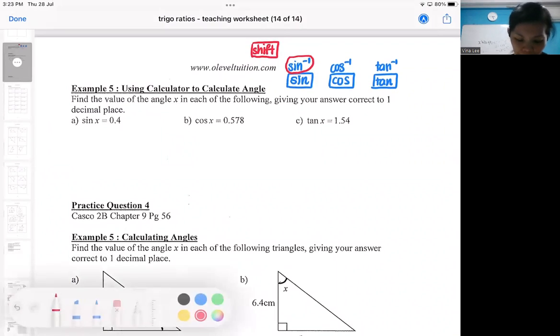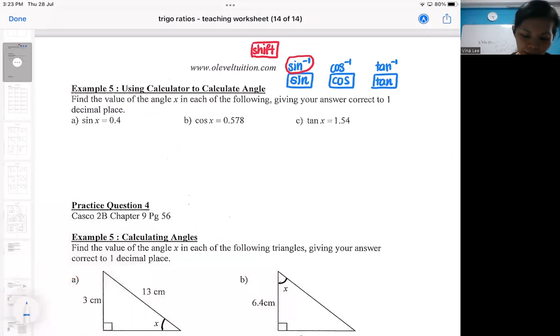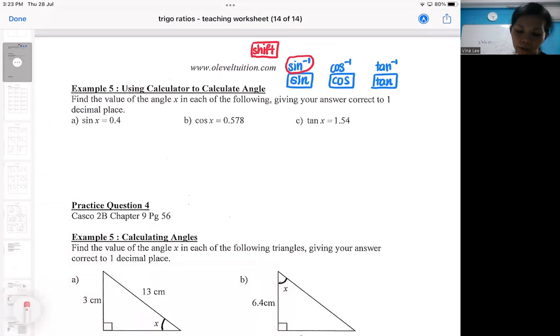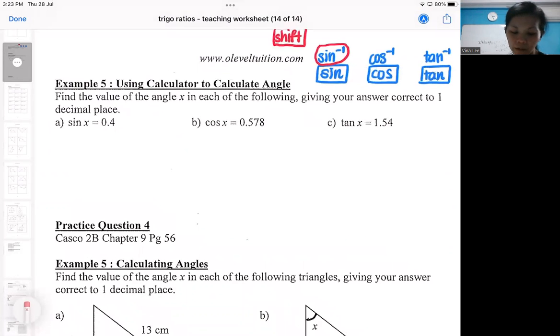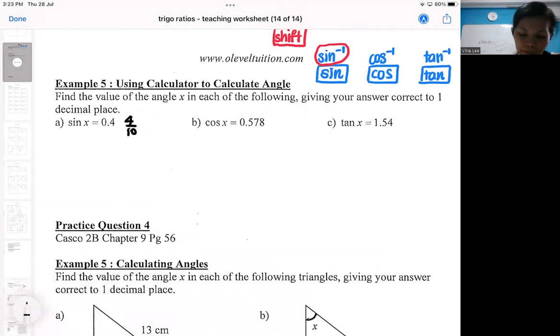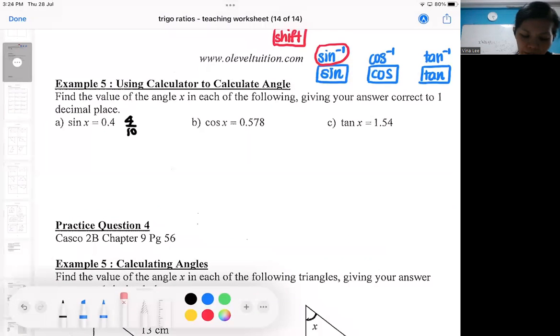Do you remember that I mentioned we cannot detach this? The sine and angle cannot be detached. So how are you going to find the angle when the ratio is 0.4? 0.4 means it's something like 4/10. So when the ratio is 4/10, how does the ratio of 4/10 look like?